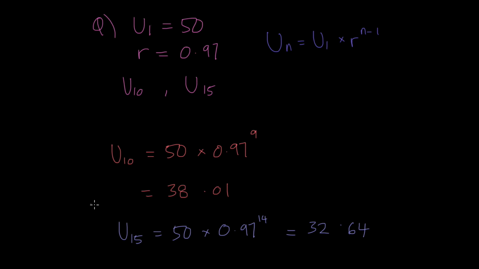And with this, you can see that the values are actually reducing. So the 10th term is 38 point something, and the 15th term is 32 point something. So the values are actually going down. And this makes sense because our ratio is less than 1, which means we're multiplying it and we're getting a value that is less than the original. Okay, so let's look at another example problem.